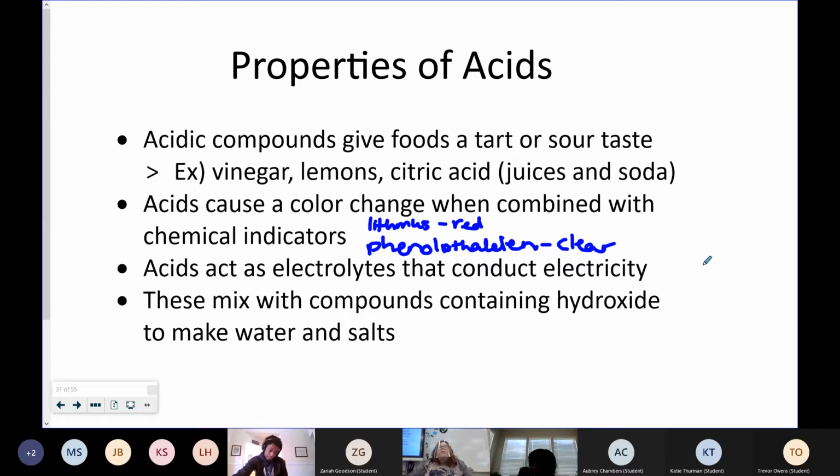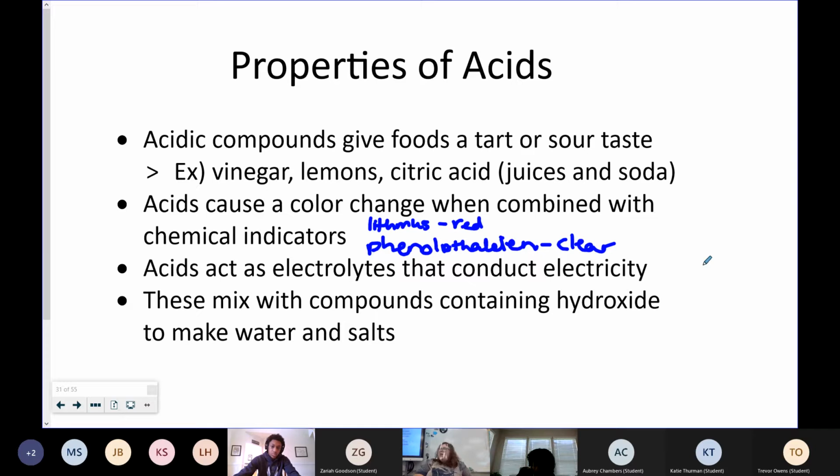And there are other indicators. There are actually probably over 100 different indicators that we could use. But these simply change color at different pHs. So we're going to be exploring some of those in our lab on Tuesday.